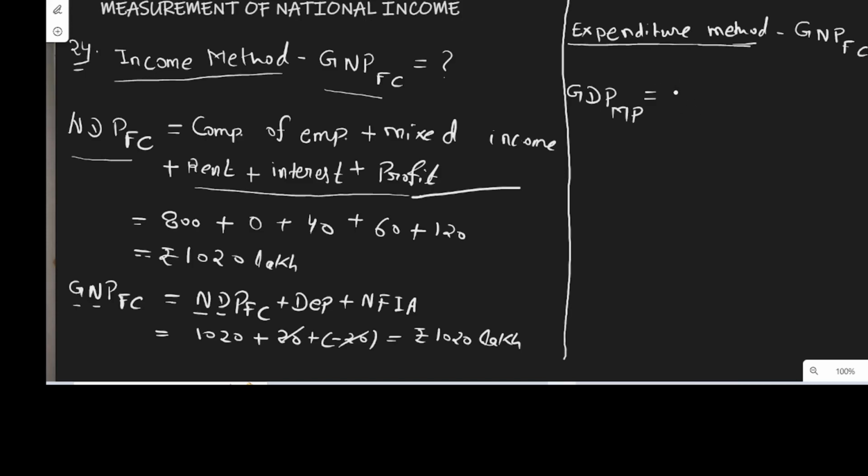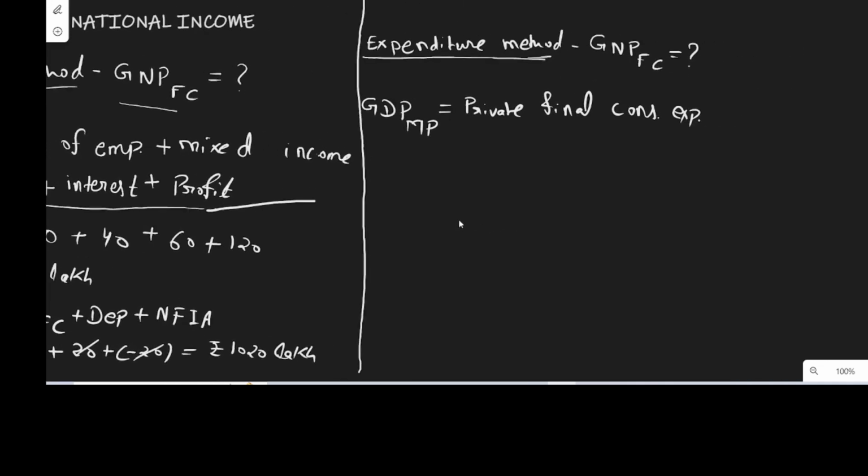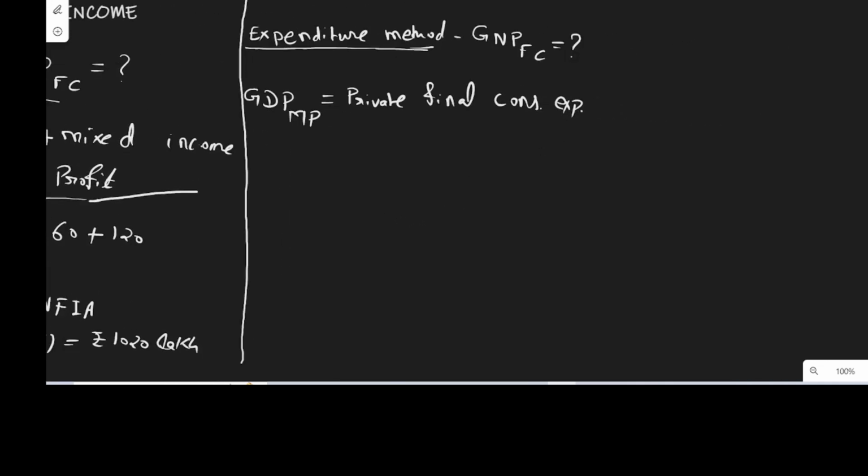Now I shall know the formula, which you had already learned, given in your book. What the formula is: private final consumption expenditure, meaning overall consumption expenditure by the households, plus government final consumption expenditure. It means consumption expenditure by the government. This doesn't include investment by the government. This is the consumption expenditure by the government.